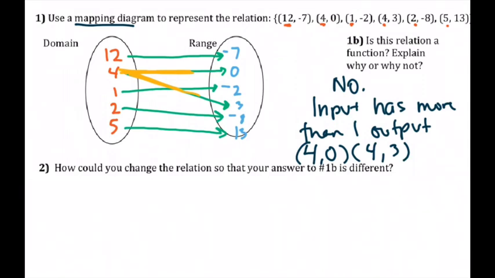Anything else? Yes? Change the 4. Yeah, we could just change one of the numbers. So you could change it to, I don't know, 16 or something. Or, yeah, you would just change one of the 4s to be something different. That's all. Okay. So those are just some ideas. If you were trying to write a function, you would just make sure that there's no repeats in the domain.